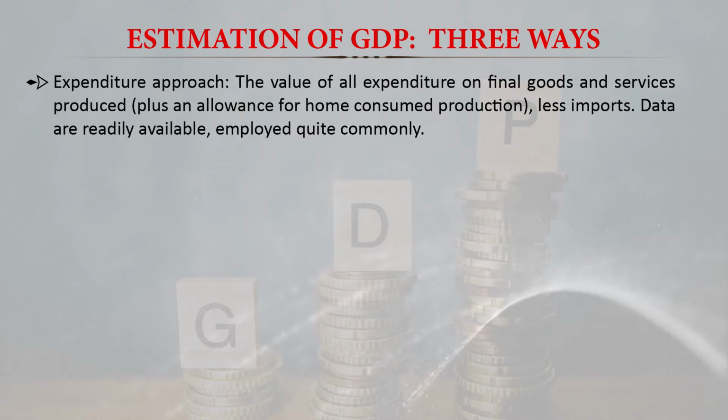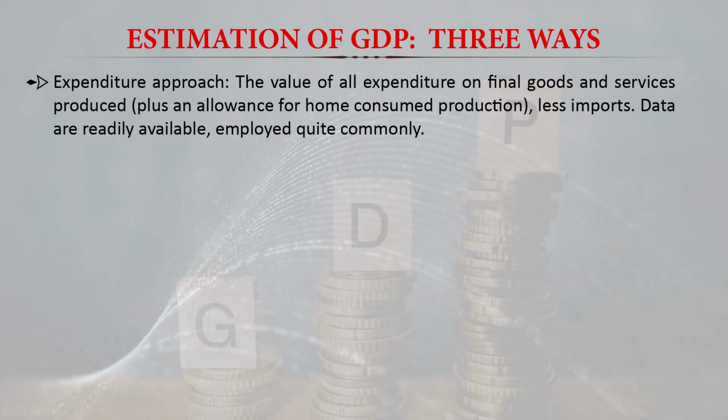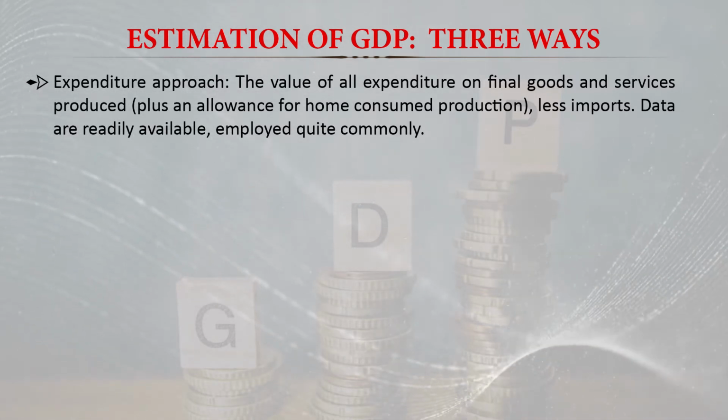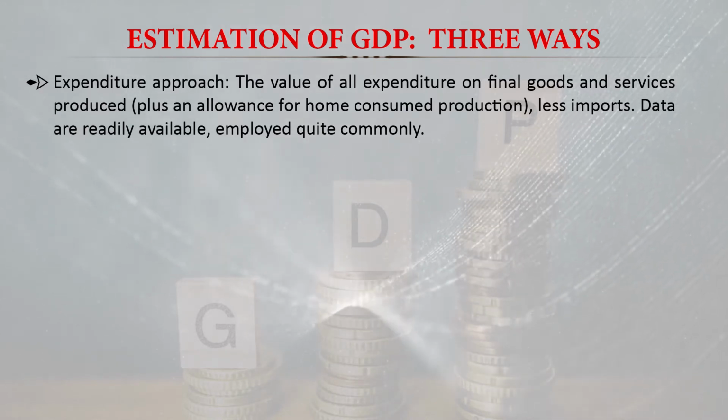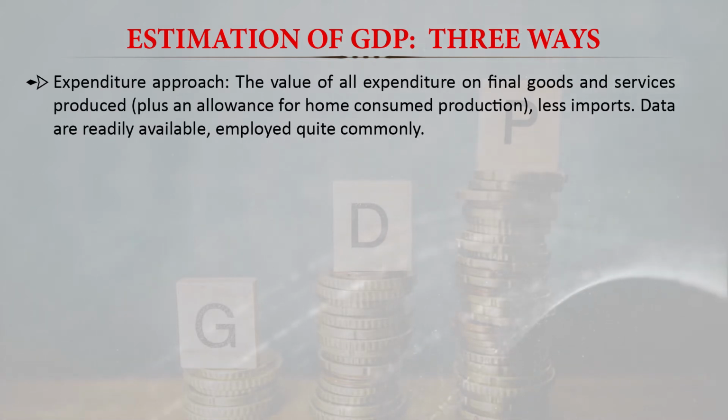For estimation of the gross domestic product, there are three important ways which we use in the calculation of the gross domestic product. The first approach is the expenditure approach. Here we take the value of the expenditure on the final goods and services produced, plus an allowance for home-consumed production. That is, the value of the total expenditure on the final goods and services, and from that we subtract imports. This data is readily available and employed quite commonly. In the US also, this approach is used to aggregate the national income.